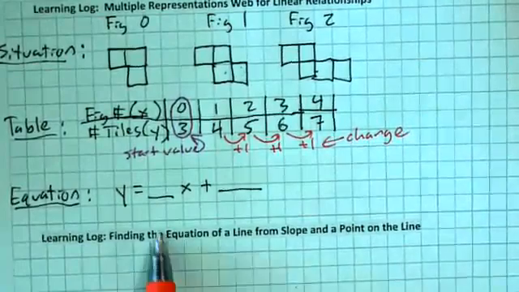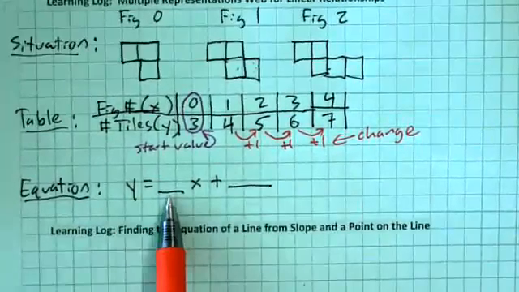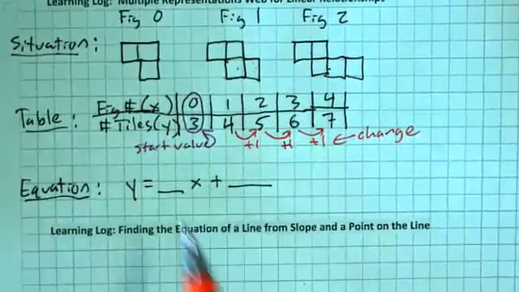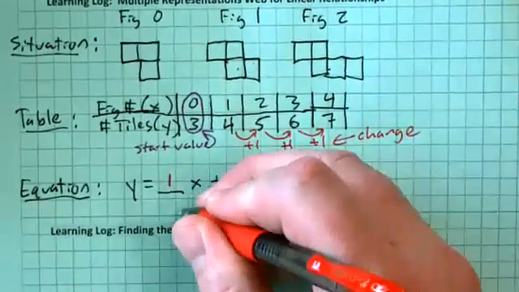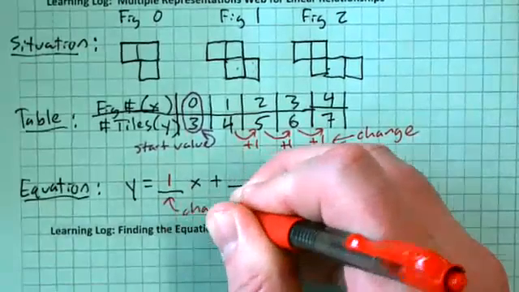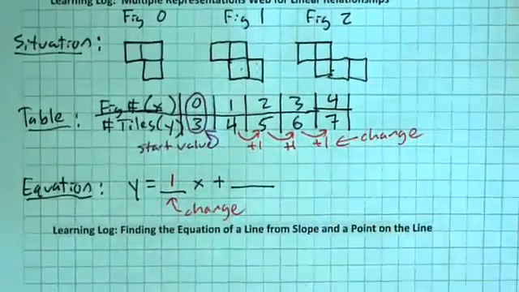What's the first blank here? Is this the start value or the change? The change gets attached to the x. Our change was 1, so we're going to have 1x there, and I'm going to go ahead and label this the change, so I've got a little reminder later on.